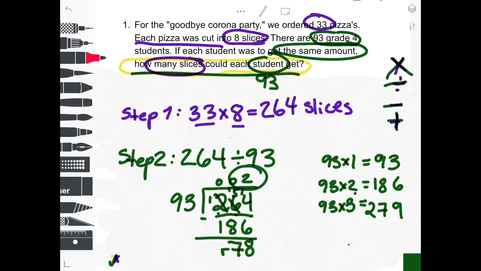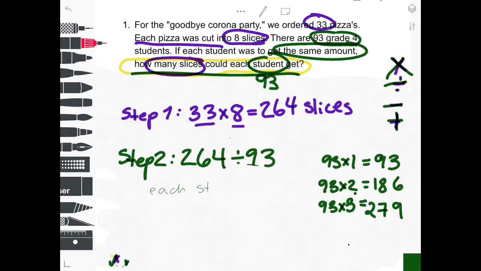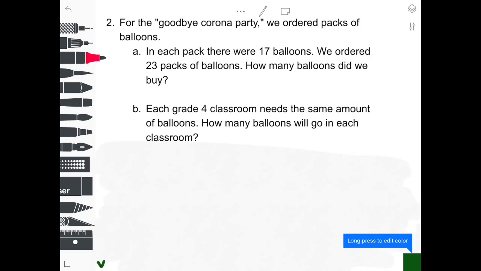All right, but I need to figure out how many slices could each student get. Well, each student could get 2. So my answer is each student gets 2 slices of pizza.